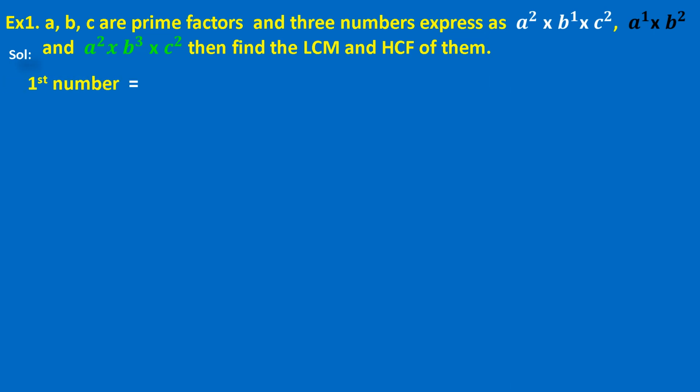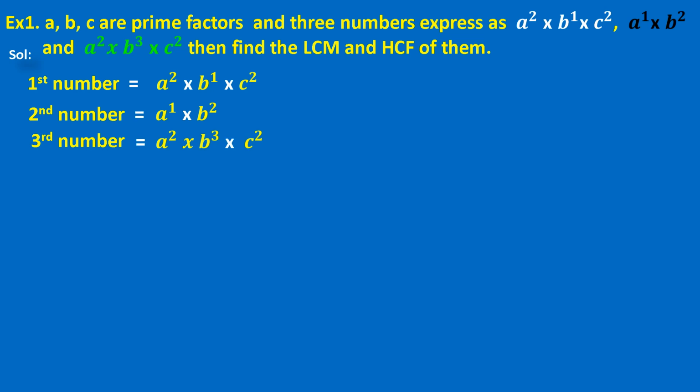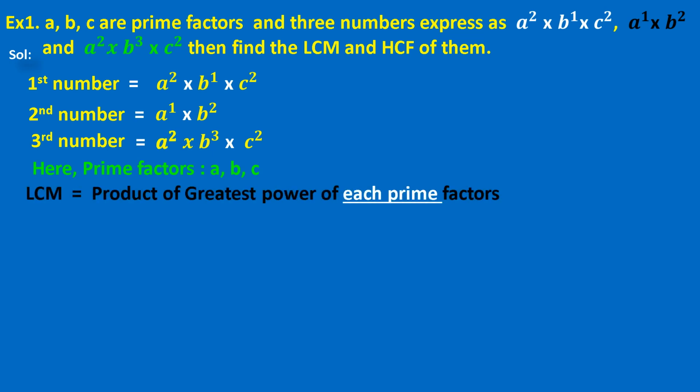Now given first number is a square into b to the power of 1 into c square. Second number a to the power of 1 into b square. Third number a square into b cube into c square. So here what are the prime factors here? A, B, C are prime factors. So now LCM. LCM is equal to product of greatest power of each prime factors.